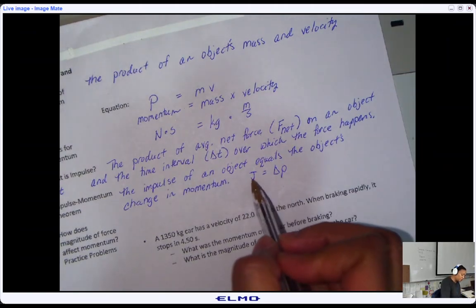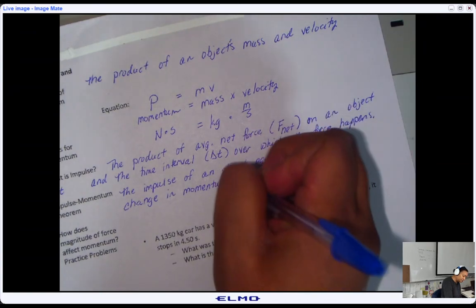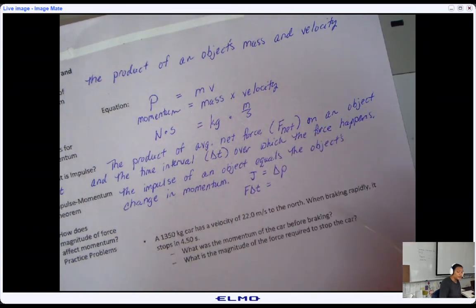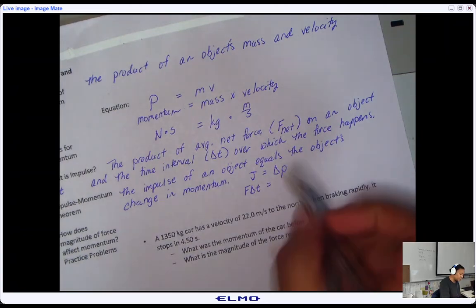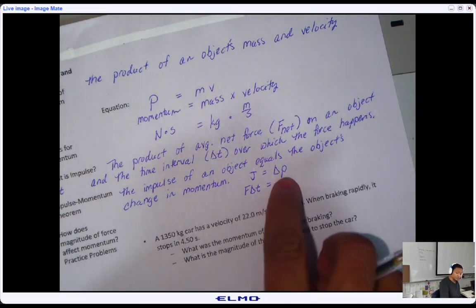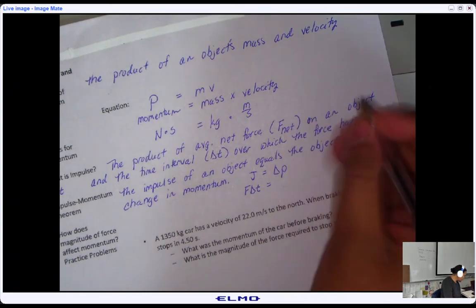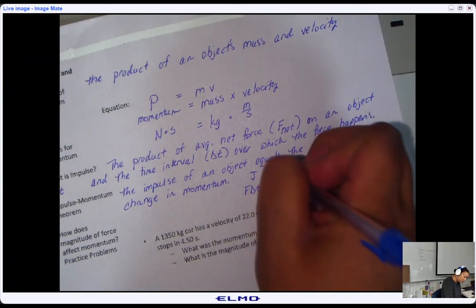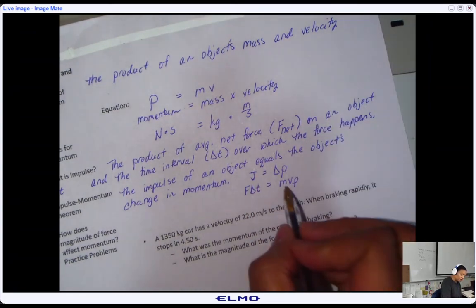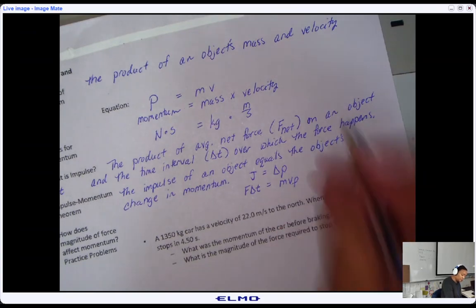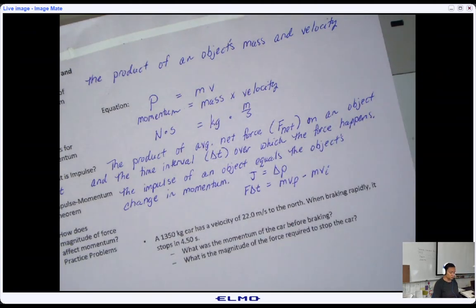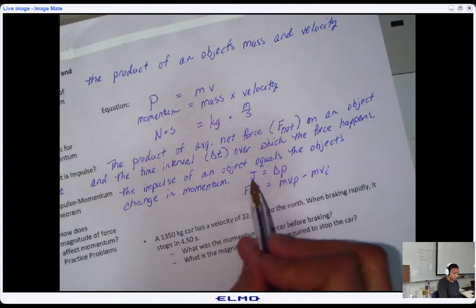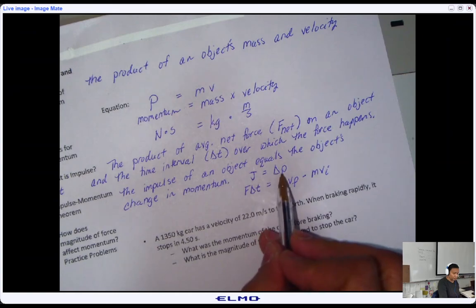So as far as your impulse, it's F delta t. Change in momentum means you have a final and an initial. So the equation for momentum is m times v, but since we're talking about change, that means you're going to have your mv final, that's your final momentum, minus mv initial. All right? Impulse equals change in momentum.